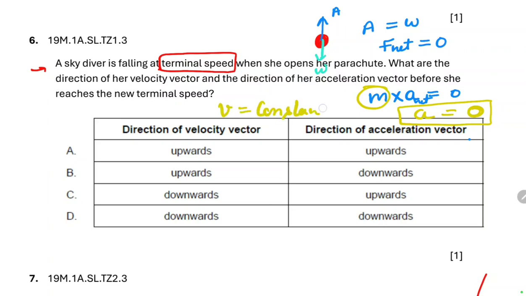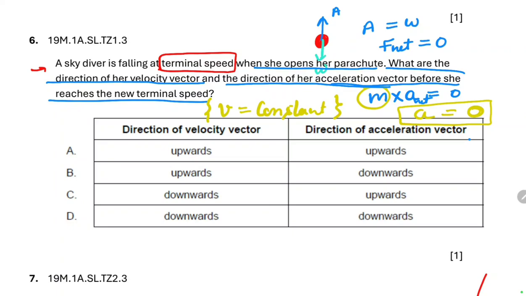That means you're not accelerated. That doesn't mean you are at rest. It means you're moving with constant velocity. Cool. So now what happens when she opens her parachute? What are the direction of her velocity vector and the direction of her acceleration vector before she reaches the new terminal speed? Cool. So now what is happening?